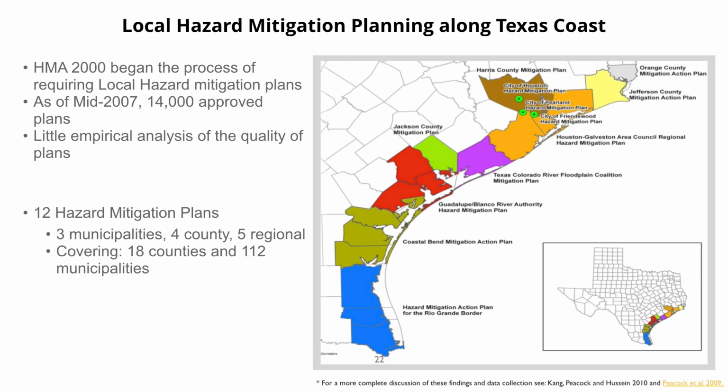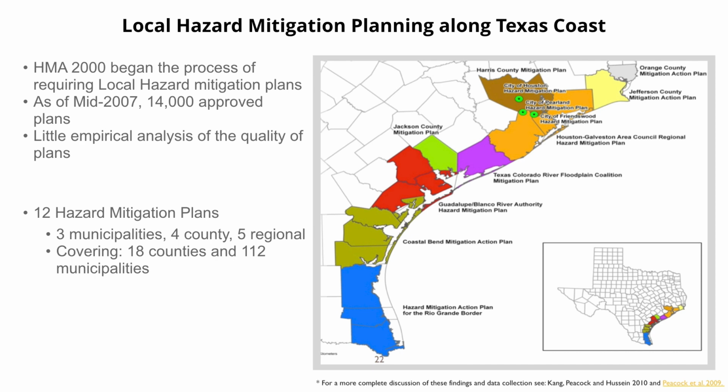There's been a good bit of work done on comprehensive plans, and actually some work recently done on hazard mitigation plans. So we're beginning to see a little bit of work in those areas. We did a full evaluation of the coastal hazard mitigation plans for Texas. There were regional plans. As you can see, these large colored areas were regional plans. There were a couple county plans and even some city plans in the area. Indeed, there were a total of 12 mitigation plans covering the entire coast of Texas. 3 municipality, 4 county, and 5 regional plans.